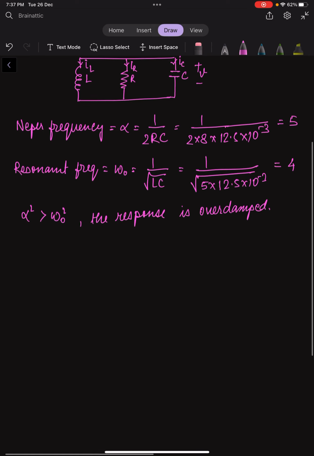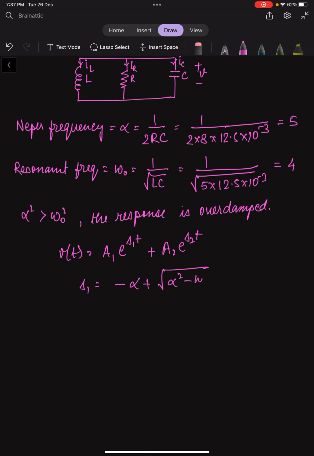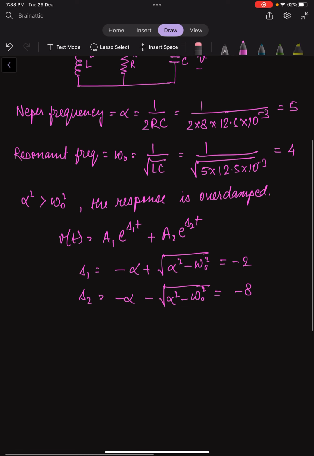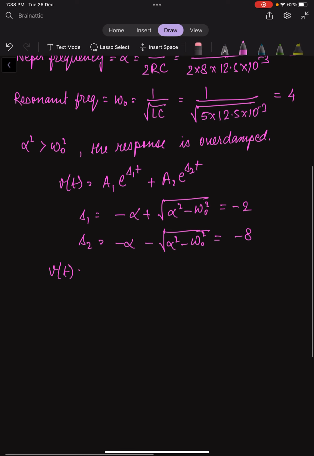When the response is overdamped, we know the relation that V(t) can be written as A1 e power S1t plus A2 e power S2t, where S1 is equal to minus alpha plus root of alpha square minus omega naught square. If we put the values, we see minus 2, and S2 is equal to minus alpha minus root of alpha square minus omega naught square. Applying the values, we find minus 8. So we know that our V(t) is equal to A1 e power minus 2t plus A2 e power minus 8t.